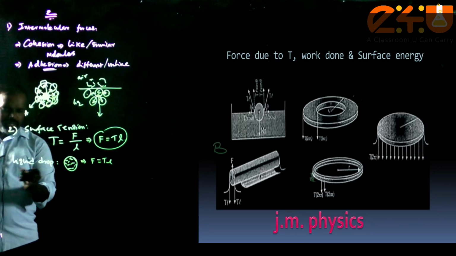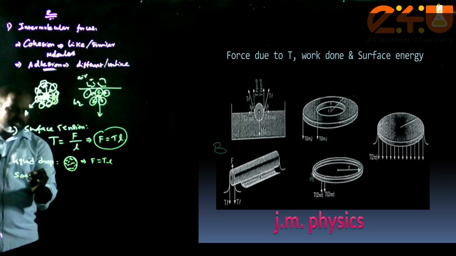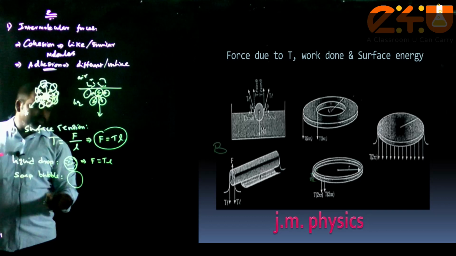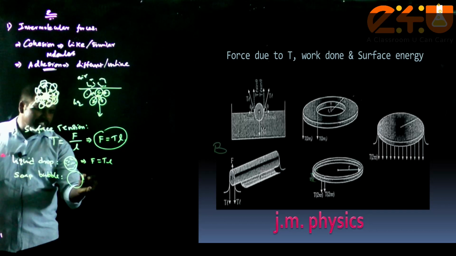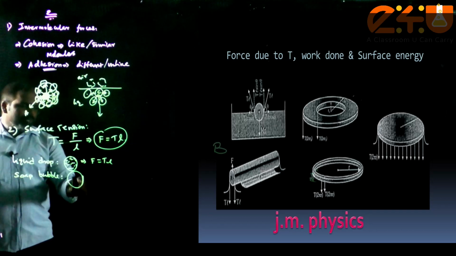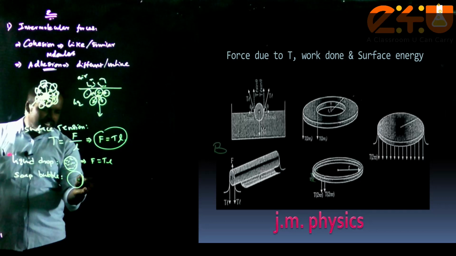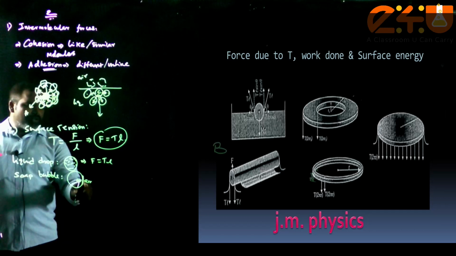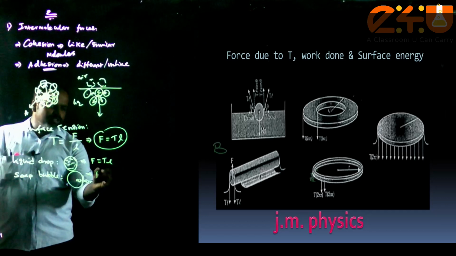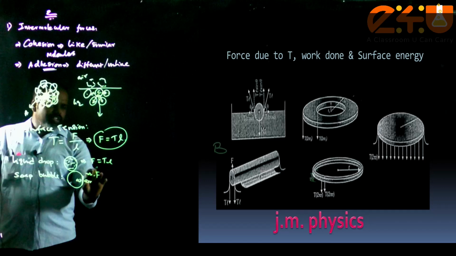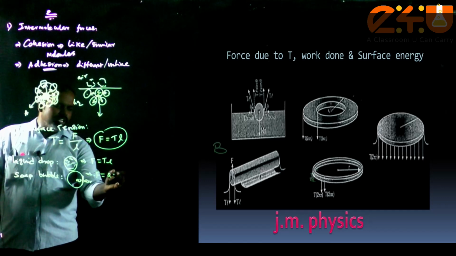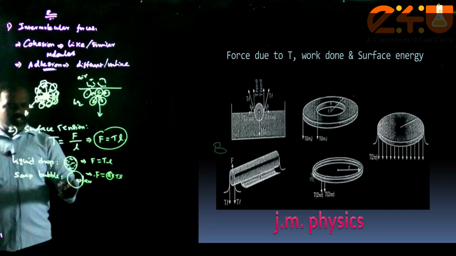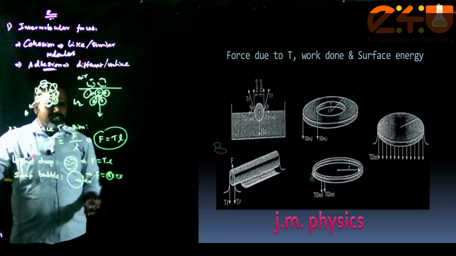In the case of an air bubble or soap bubble, just see that this is the soap bubble. This is the soap film layer, so it has air on both sides. Here air is there, and here also air is there. Therefore it has two free surfaces, and the force due to the surface tension for this case is F equals 2TL, because it has two free surfaces. This is a very important thing to keep in mind for the further discussion.